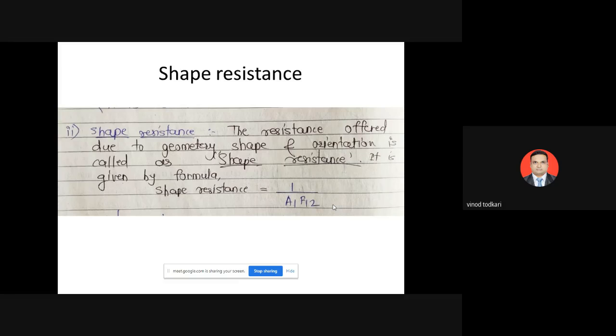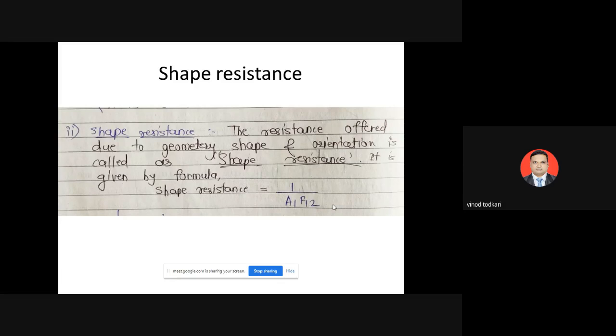Let's say the heat is flowing from 1 to 2. So what will be shape resistance? 1 upon area 1 because heat is generated from plate 1. 1 upon A1 into F12. Similarly, if heat is flowing from 1 to 3, what will be shape resistance? 1 upon A1 into F13. On the same line, if heat is flowing from plate M to plate N, shape resistance will be 1 upon AM into Fmn. That is view factor of M with respect to N.